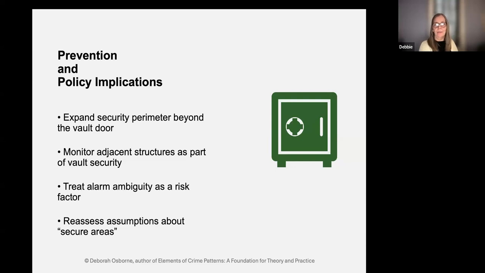So you expand the security perimeter beyond the vault door. So you actually know what the perimeter is. You monitor adjacent structures so you're aware of it. So it sounds like you have to put a motion detector inside the vault. And alarm ambiguity is a risk factor, so when it doesn't seem like anything happened, like it's ambiguous, it doesn't look like anything, I don't know. It's a risk, and reassess assumptions about secure areas. How secure are you? Doesn't mean you never locate your bank branch in a certain area, but you understand the risk. So this is a risk assessment tool too.